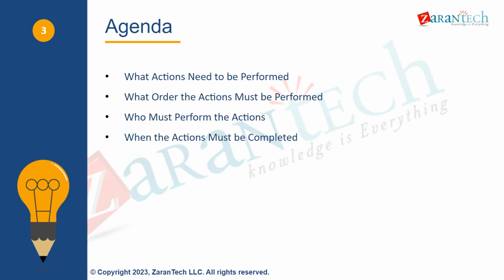In this training, we'll cover the key elements of the performance review business process. First, the actions that need to be performed. Second, the order they must be done in. Third, who is responsible for each action. And fourth, the deadlines for completing each action.